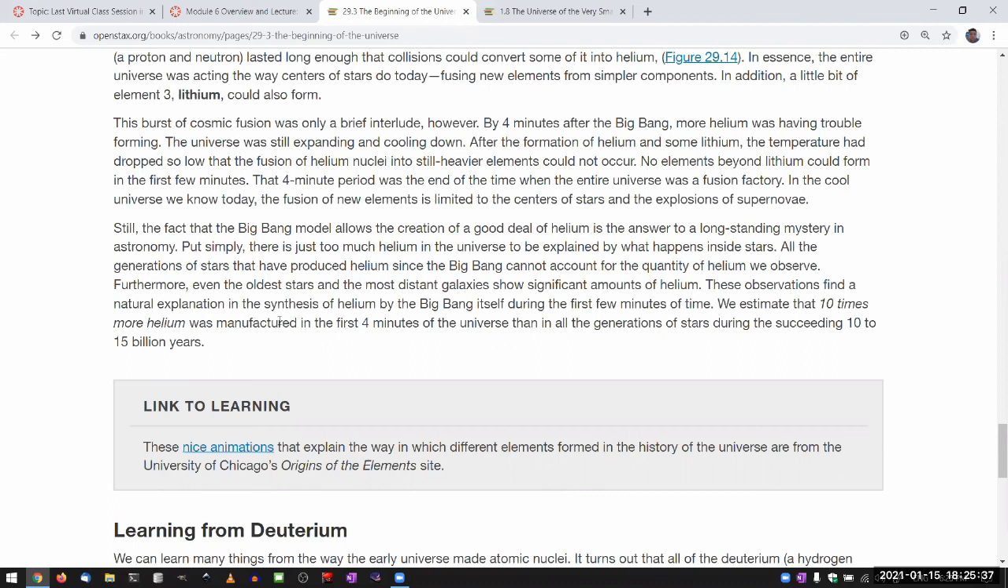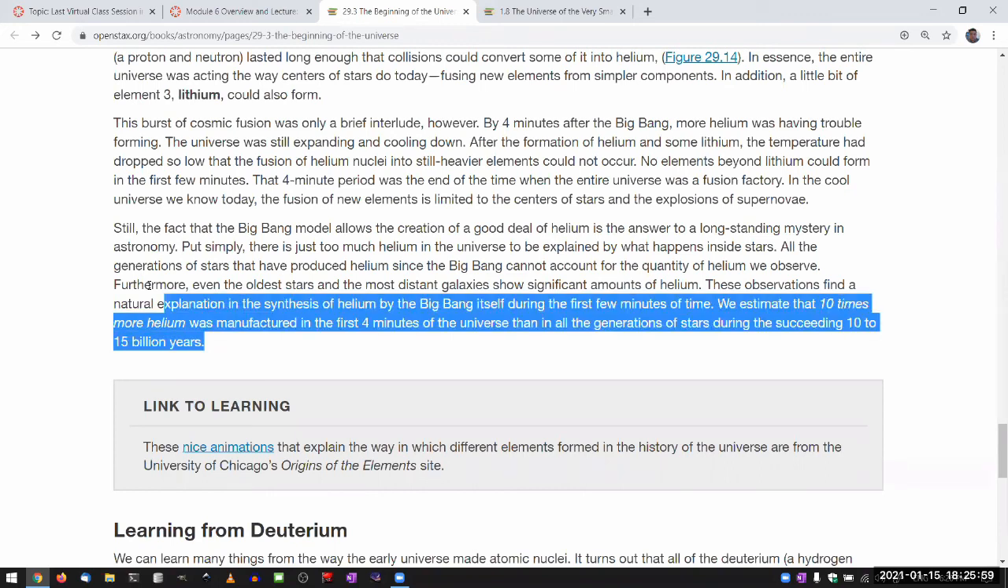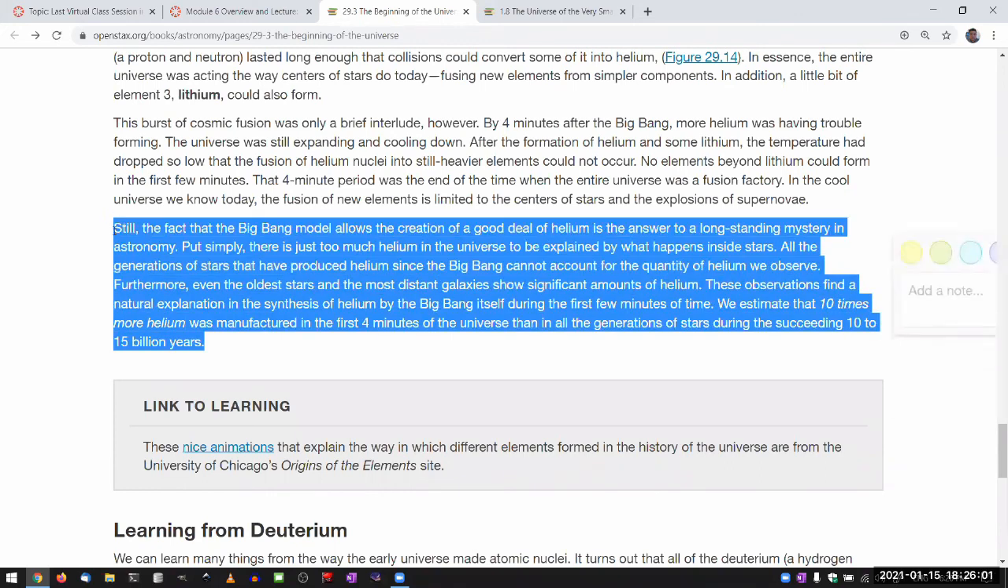So these observations find a natural explanation in the synthesis of helium by the Big Bang itself during the first few minutes of time. And I guess we estimate that 10 times more helium was manufactured in the first 4 minutes of the universe than in all the generations of stars during the succeeding 10 to 15 billion years. So this is a good summary of the significance of Big Bang nucleosynthesis.